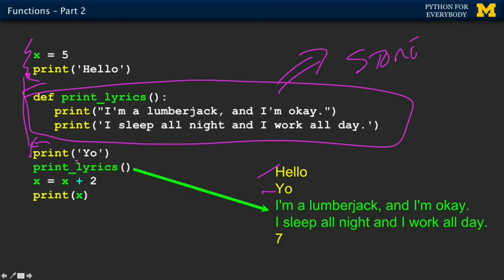Again, print is a function, which has parentheses with parameters. This has parentheses with no parameters. We didn't put any parameters in; we'll get to that in a second. Print lyrics now says, oh, run this code. So out come these 2 print statements. Then we add 2 to x, print it, and out comes 7. So this is the store. This is the reuse. This is the call. This is invoke. Okay?